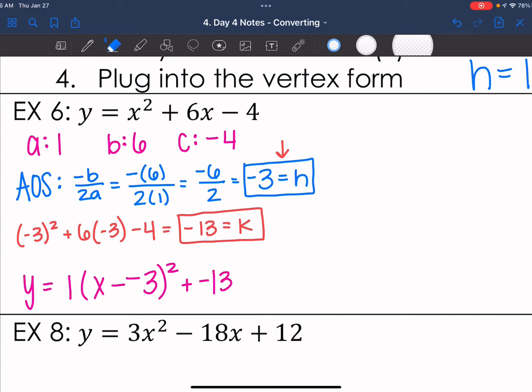We all know that we never write minus a negative, so that will change to just a plus. And we won't write plus a negative either. We'll just write minus. And that will be my final answer.